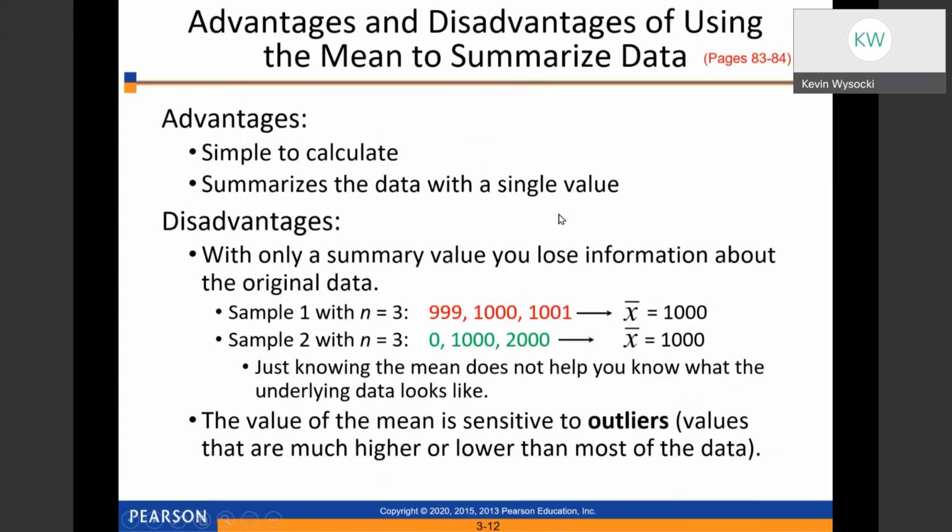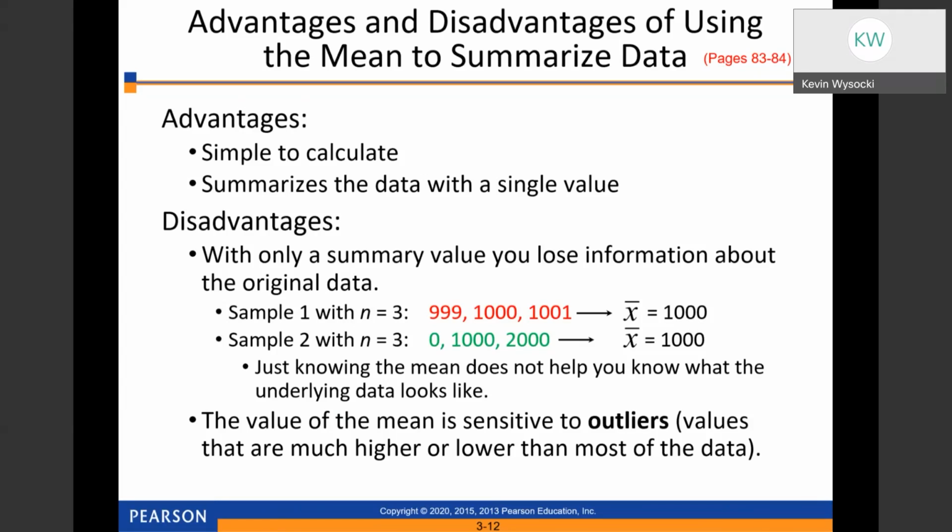So there are advantages and disadvantages to using this quantity called the mean. The advantages are it's simple to calculate. Basically, you add up all the raw scores and divide them by the total number of scores. What's nice about it is it's easy to calculate and it summarizes the data with a single value. A lot of times in the media, or just talking to people, you hear, what's the average house price or the average cost of something? That's what they're talking about. They're talking about the mean.